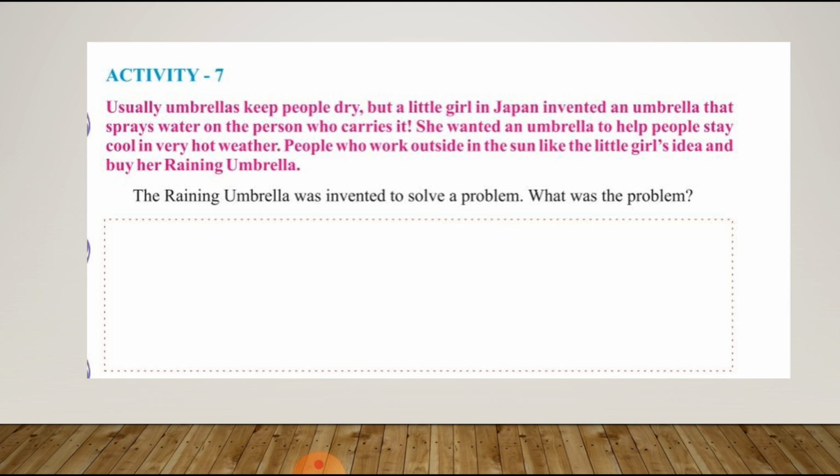So what has been invented? Any umbrella will serve the purpose, because with an umbrella we will be saved. But the misting umbrella, the type the little girl in Japan invented, is called a misting umbrella with spray of cold water. So we feel quite comfortable in the severe heat. So that was about why the raining umbrella was invented: to protect ourselves from extreme heat.